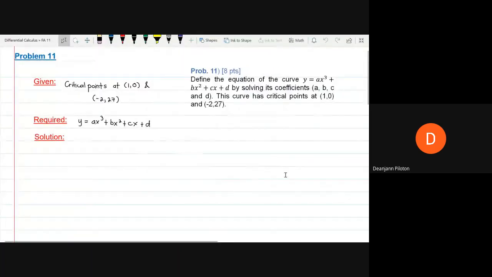Okay, let's proceed to problem 11. So define the equation of the curve, the cubic curve, by solving the coefficients A, B, C, and D. This curve has critical points at (1, 0) and (-2, 27). So given the critical points, our target is to solve the equation of the curve.